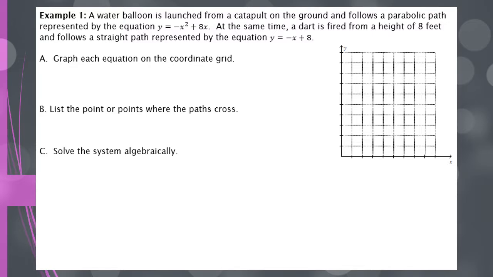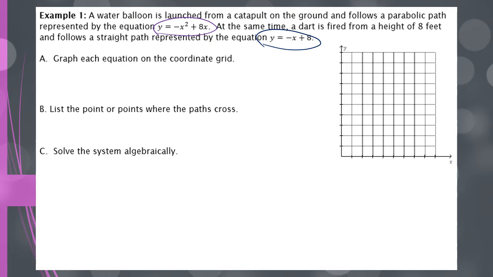In this problem, we're talking about a water balloon and a dart being let go at the same time. The water balloon is following a parabolic path, and this is the equation that it follows. And the dart is following a straight path, and this is the equation that we're given for that. The main point of this problem is to see where the two objects would cross paths.